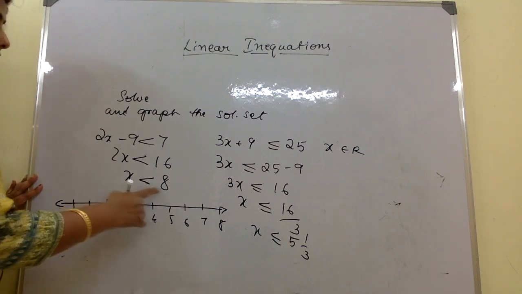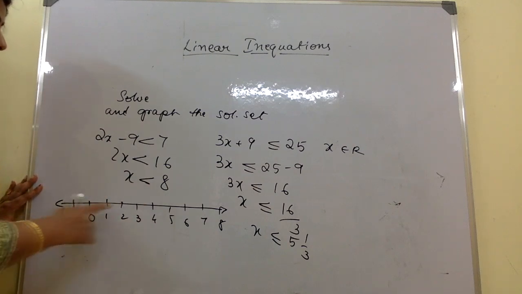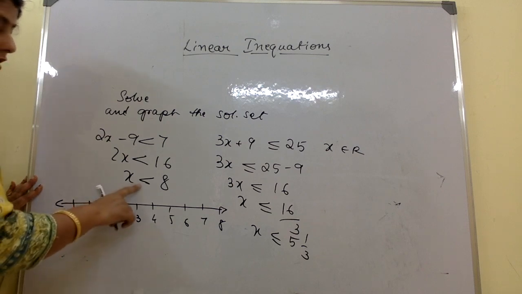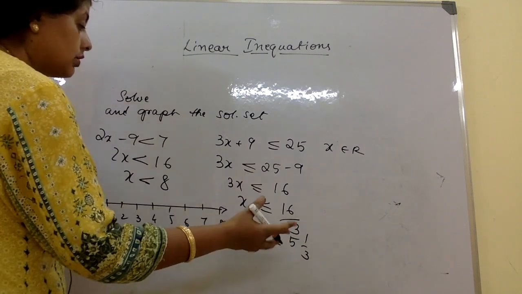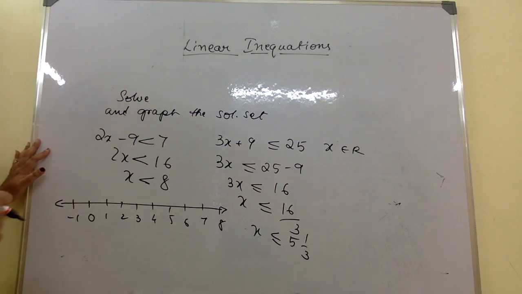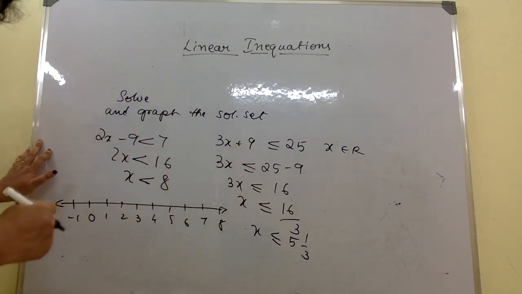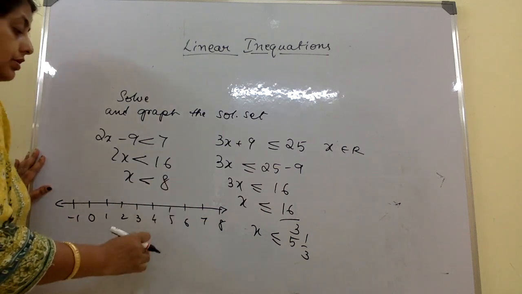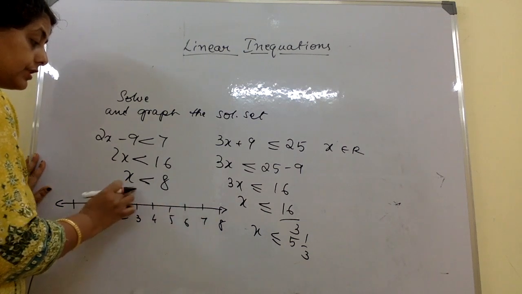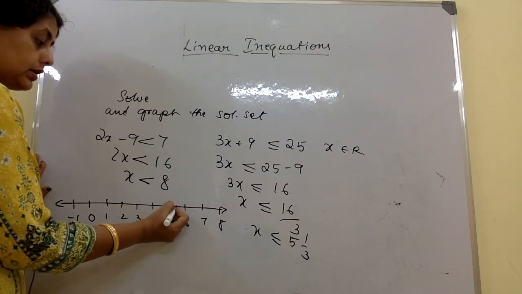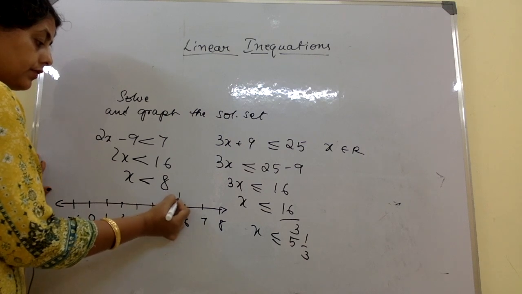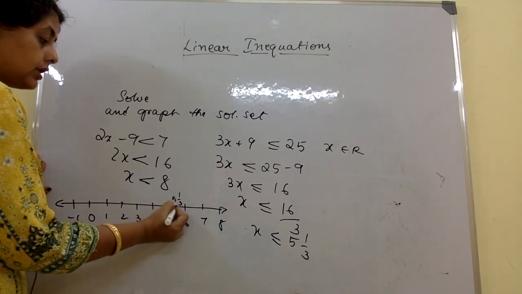Now x is less than 8. Okay, x is less than 8, but it does not include 8. And x is less than 5 1/3 also. So x is not just less than 8, it is less than 5 1/3 as well. So here this one had permitted me all these places, but then this one is only up to 5 1/3. And here I have to darken this 5 1/3.